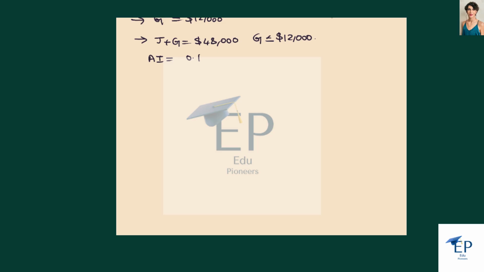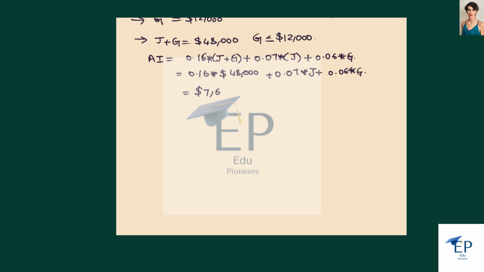In order to maximize the annual interest, we need to maximize the total interest expression, where the annual interest is equal to 0.16 times J plus G, plus 0.07 times J plus 0.06 times G. Now we plug in the values from these two equations, which is equal to 0.16 times $48,000 plus 0.07 times J plus 0.06 times G. After solving this, it gives 7680 plus 0.07 times J plus 0.06 times G.